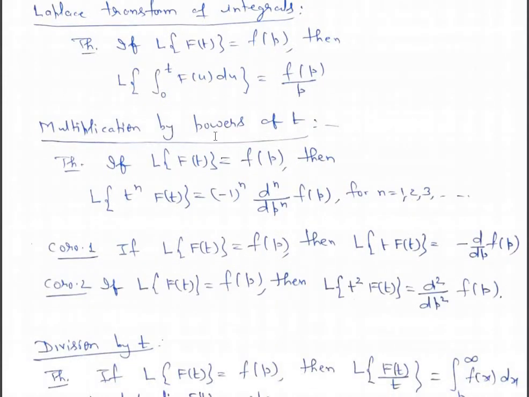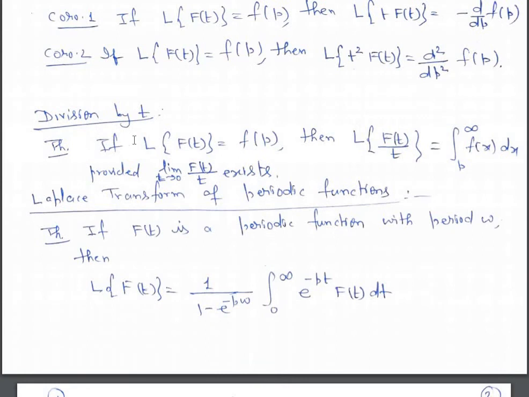Next one is regarding multiplication by powers of t. If L of f(t) is equal to F(p), then the Laplace transform of t to the power n into f(t) is given by (-1)^n into the nth derivative of F(p) with respect to p, for n equal to 1, 2, 3 and so on. Now, if we take n equal to 1, then L of t f(t) is given by minus d/dp of F(p). Similarly, if L of f(t) is equal to F(p), then L of t square into f(t) is given by d2/dp2 of F(p).